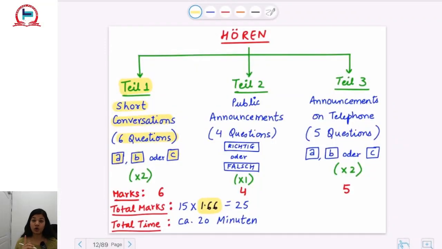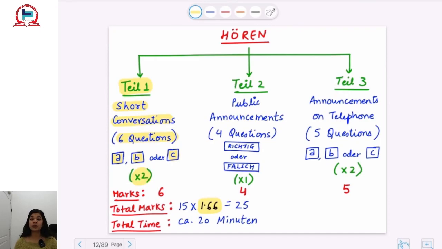All right, now pay attention, everyone. This Teil is played twice. That means the first question will be played once, then again. The second question will be played once, then one more time. Third question once, then one more time, like this. So you will get 2 chances to mark the correct answer.